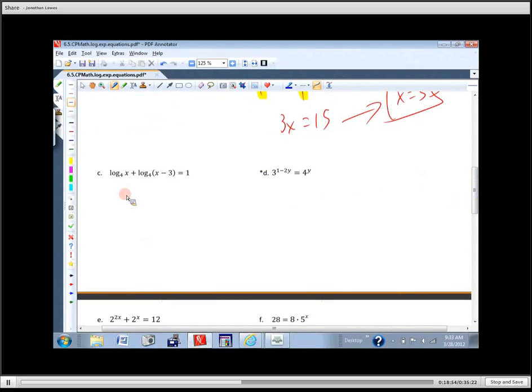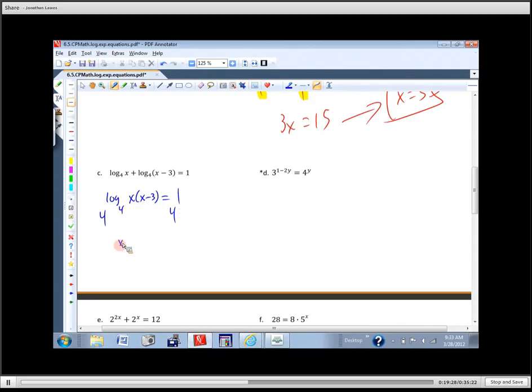Log base 4 of x plus log base 4 of x minus 3 equals 1. Caitlin, what are we going to do here? Put them together. Okay, use those properties. Because this is addition, when we write it as one single logarithm, what are we going to do? We're going to multiply them together. Now, there are two things that you could do at this point. You could exponentiate both sides, or you could translate this, change this from logarithmic form to exponential form. I'm going to exponentiate just because I like saying that.